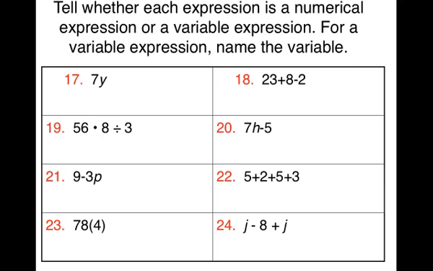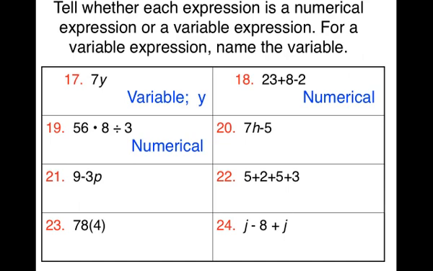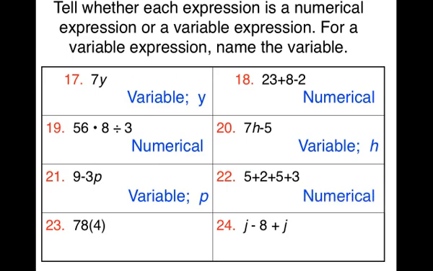Okay, so number 17, that is a variable expression because it has a y. Number 18, there's no letters. That makes it a numerical. 19 also has no letters. That makes it numerical. 20 has h, which makes it a variable. 21 has p, therefore it's a variable. 22, no variables, so it's numerical. 23 is numerical. 24 is variable because it has 2 j's.